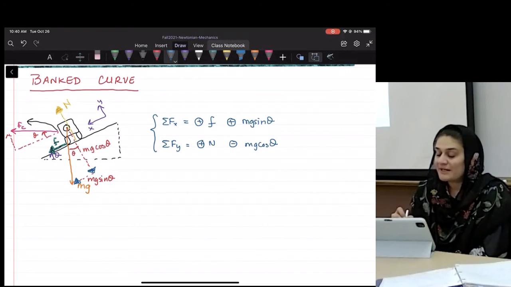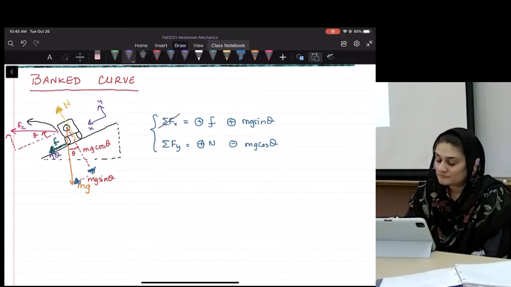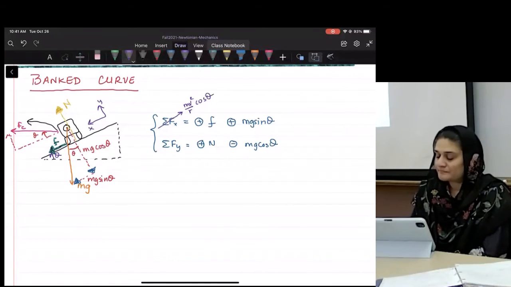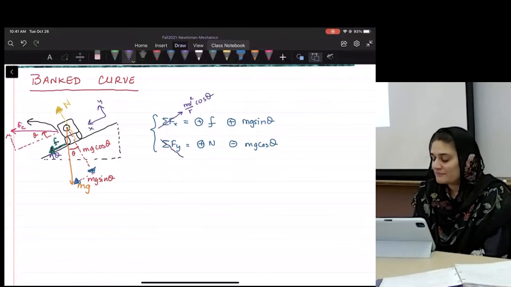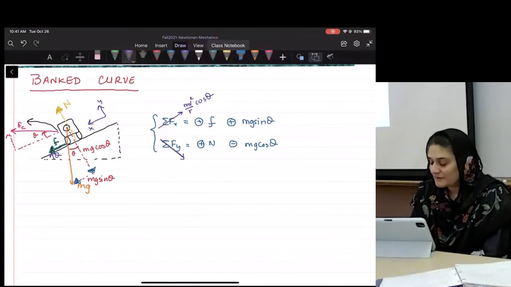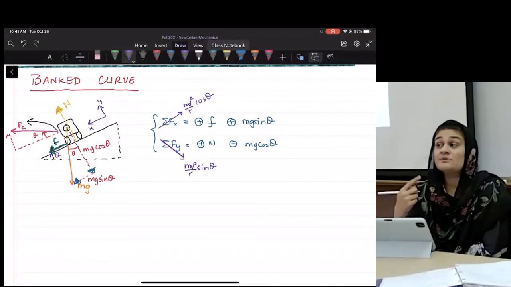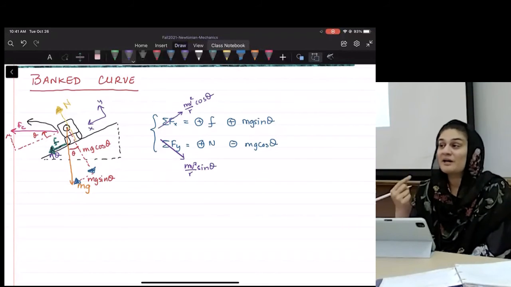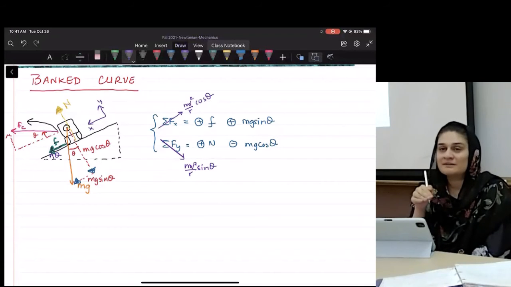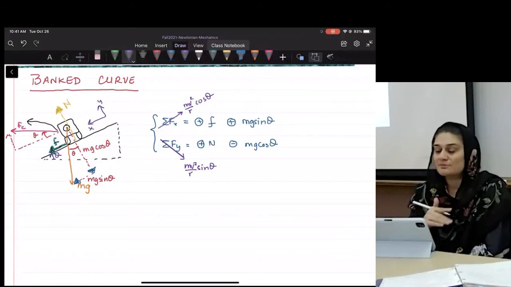Okay, now what will sigma Fx be? Fc cosine theta. Well, mv squared over r cosine theta. And what would sigma Fy be? Mv squared over r sine theta. Do you see how that has changed? We are usually used to putting sigma Fy equals 0 and being done. Can't do that anymore because now the resultant force actually has components.